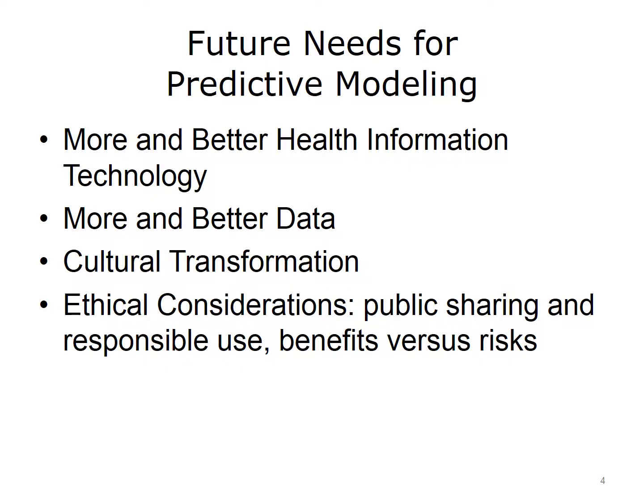What do we need to better complete risk adjustment and predictive modeling? We must improve the systems we use to deliver health information technology. More importantly, however, our data must improve in quality. We need more sources of data, and we need our cultural systems, how people think, feel, and react to risk scores and models, to change. We must also reflect on the ethical considerations in more detail: how and when to share, what is acceptable to society and individuals, and how we manage benefits and risks.